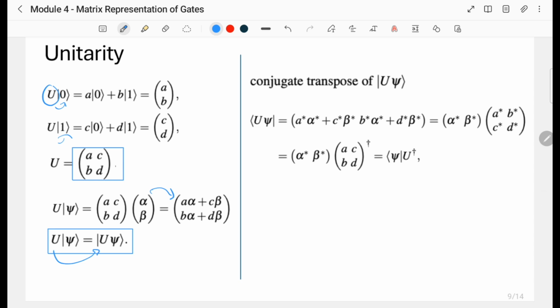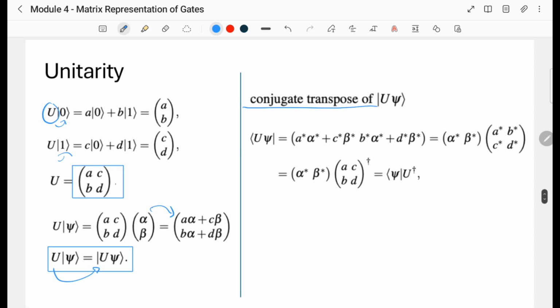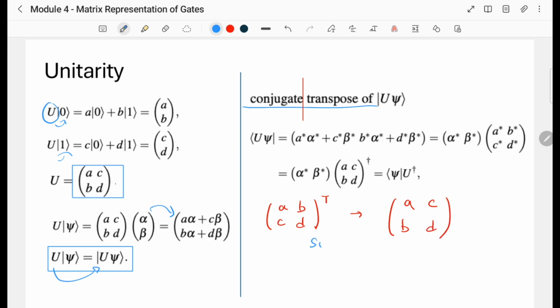Now let's try to take the conjugate transpose. What is a conjugate transpose? Let's break it down: conjugate and transpose. A transpose of a matrix is simply, if the matrix is A, B, C, D, we take the transpose, we get A, C, B, D. So we simply switch the rows and the columns. That's the transpose.